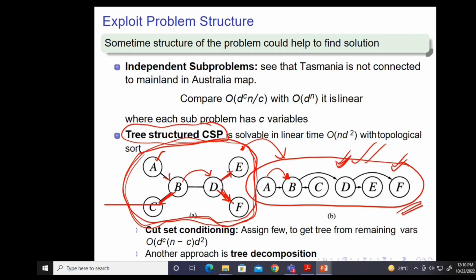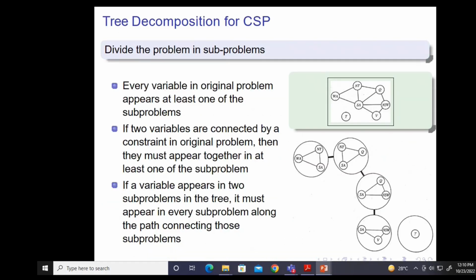Okay. So this seems to be a very good idea, but sometimes it may be possible that the problem is not in a form that you can convert into this particular format. In those scenarios, there is another method, that is called the tree decomposition of the constraint satisfaction problem.